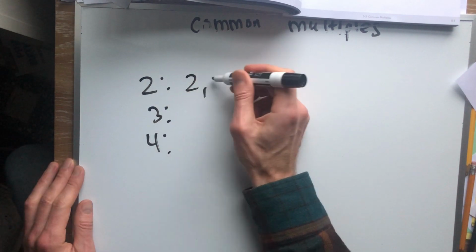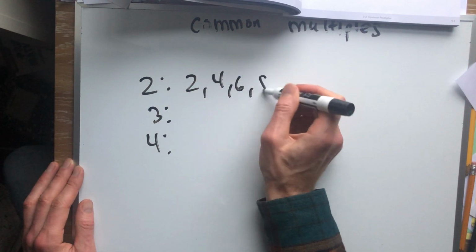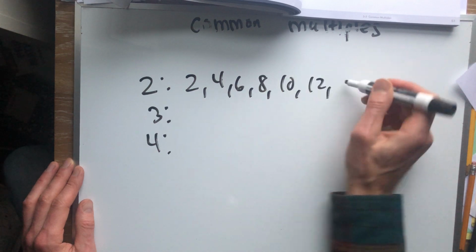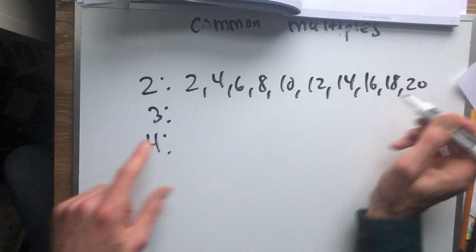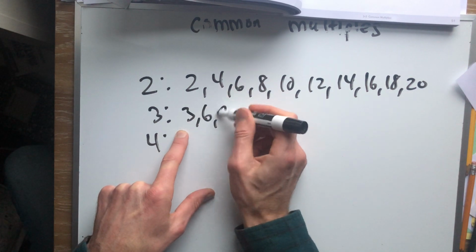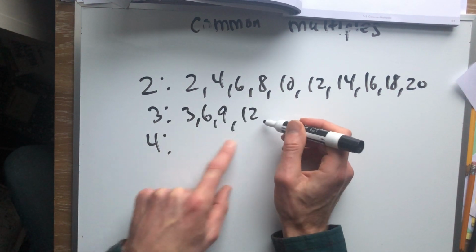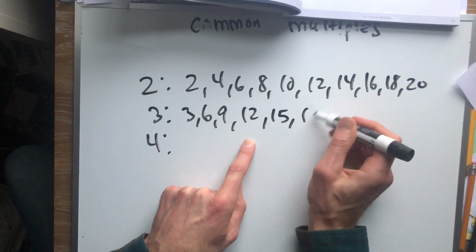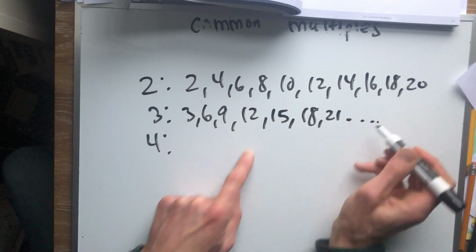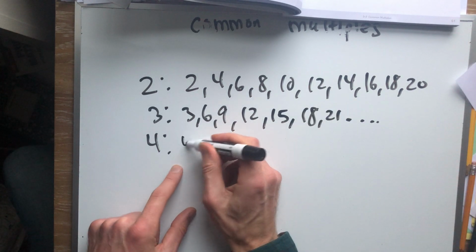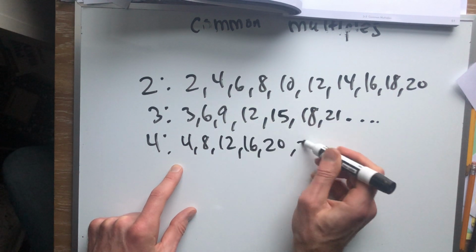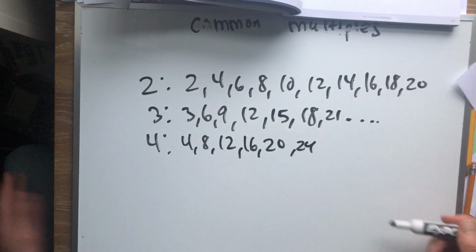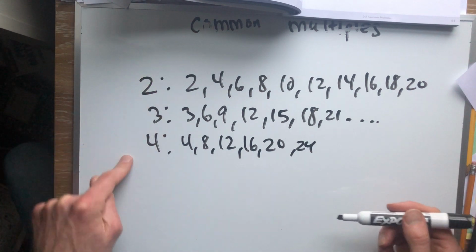Okay, so 2s are 2, 4, 6, 8, 10, 12. You're going to need to get some scratch paper and work these out. 16, 18, 20. 3 is 3, 6, 9, 12, 15, 18, 21. Keep going, you can do that. 4 is 4, 8, 12, 16, 20, 24. Do you see any common multiples that each one has in common?